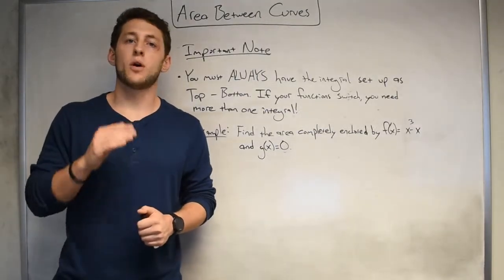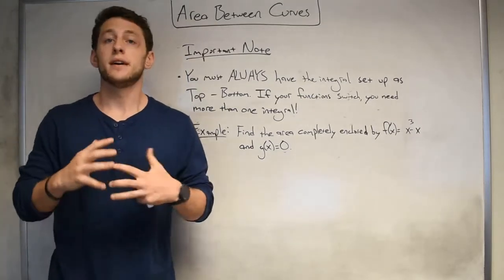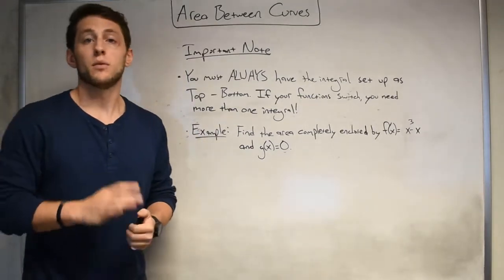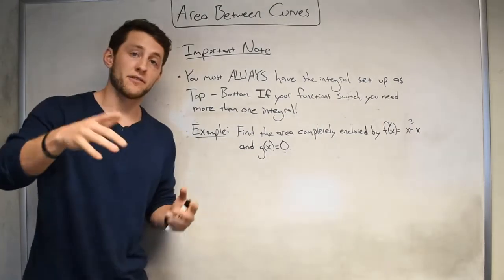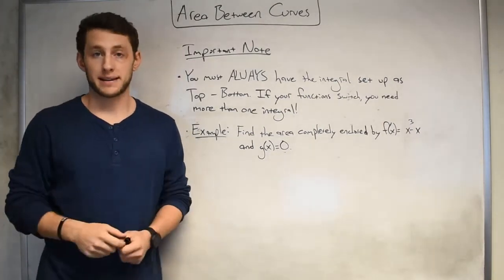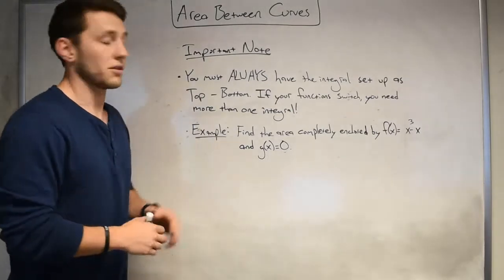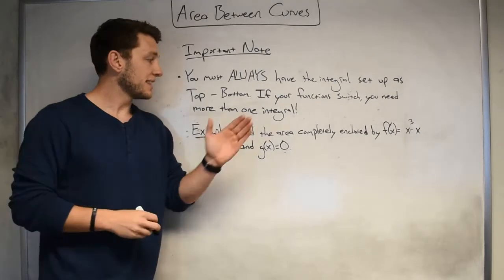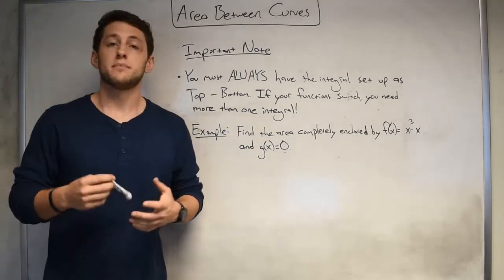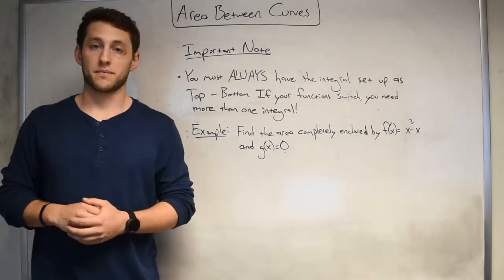An important thing to note is that we always must maintain this top minus bottom relation. If you are ever finding a problem where the top function and the bottom function switch places, i.e. they intersect, we actually might need more than one integral. To consider an example of this, let's look at the following. Find the area completely enclosed by f of x equals x cubed minus x and g of x equals 0.